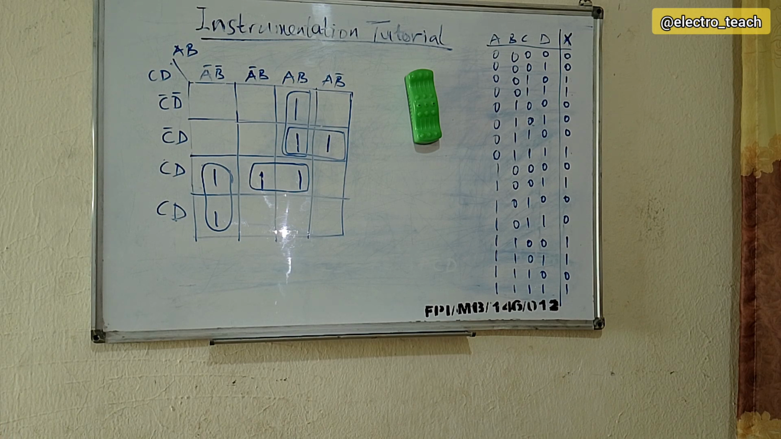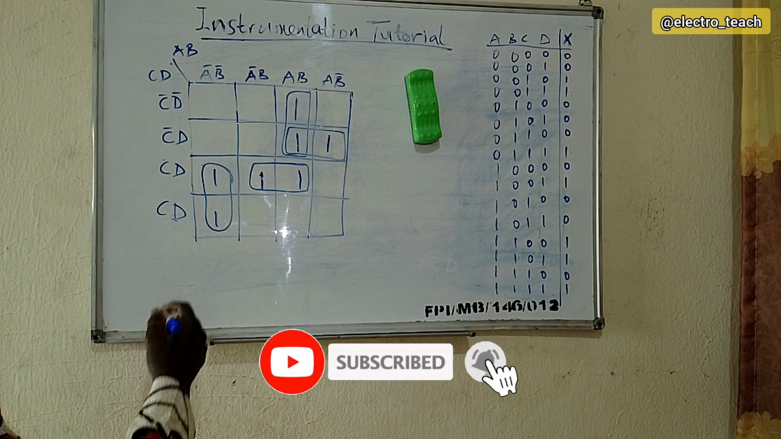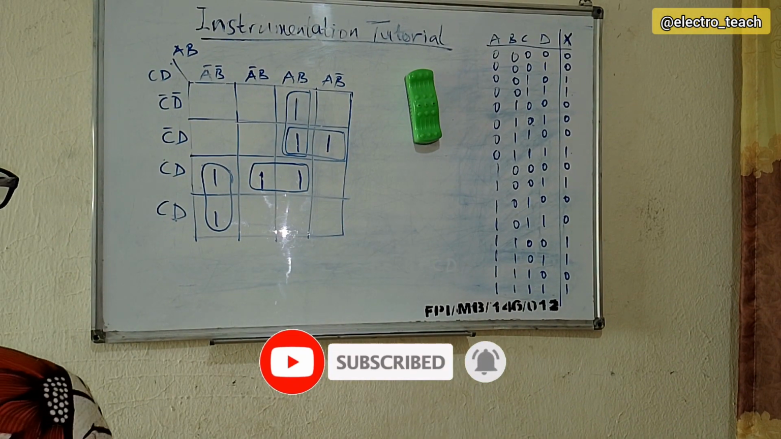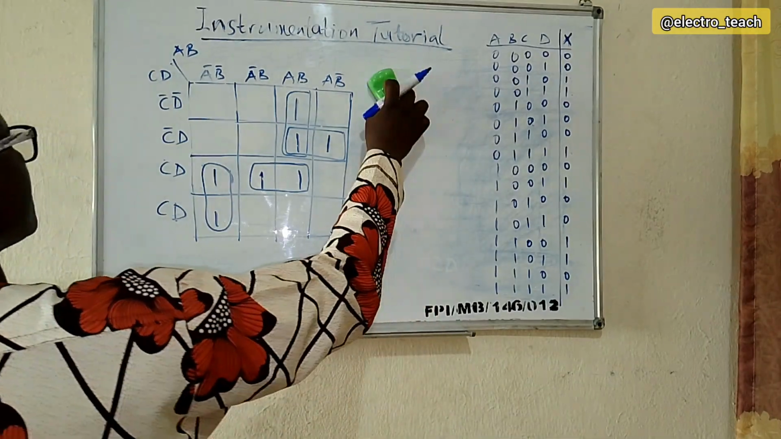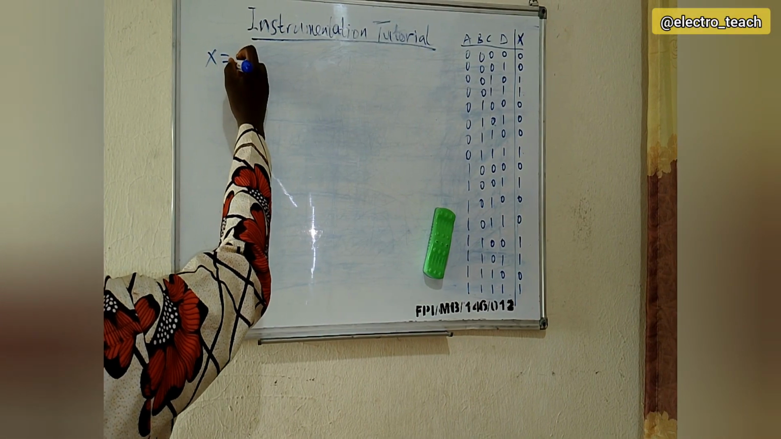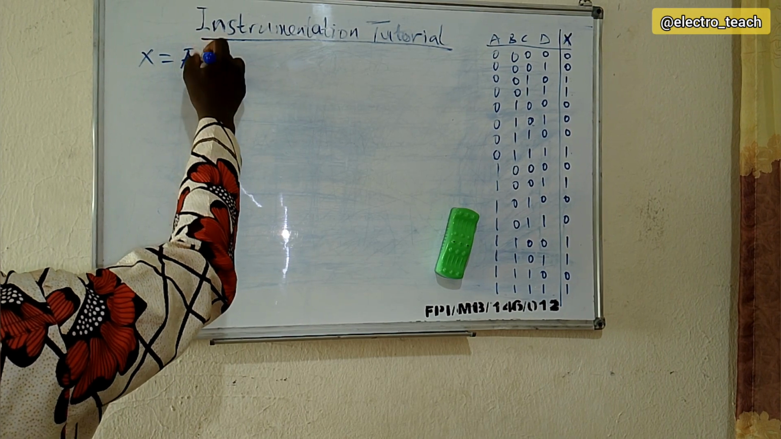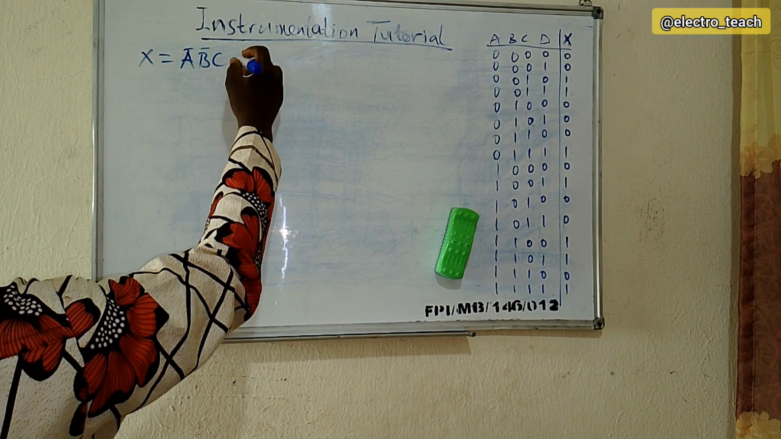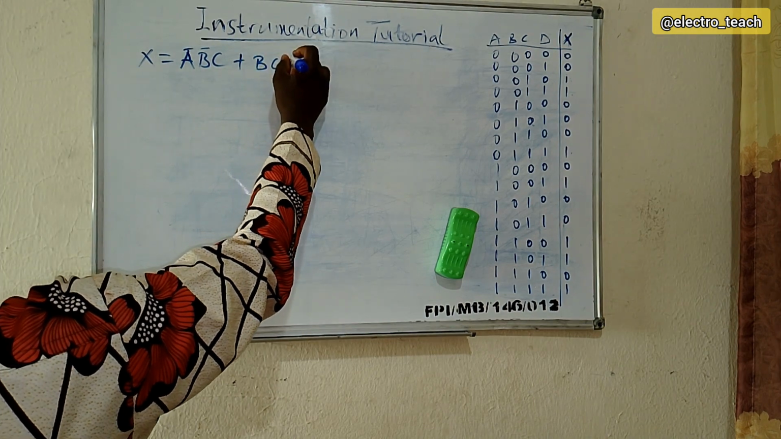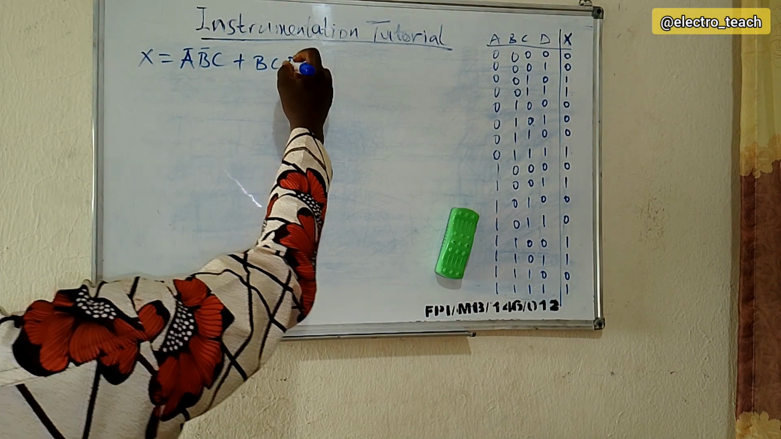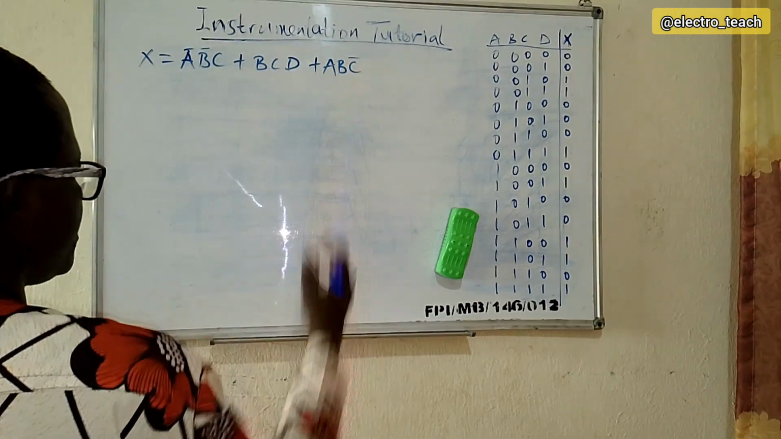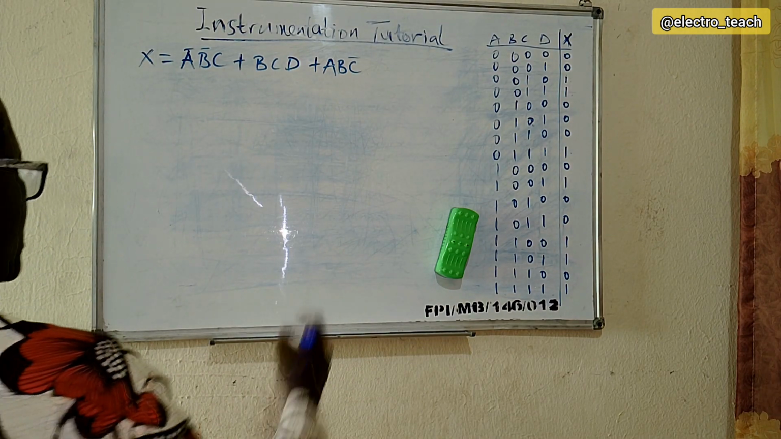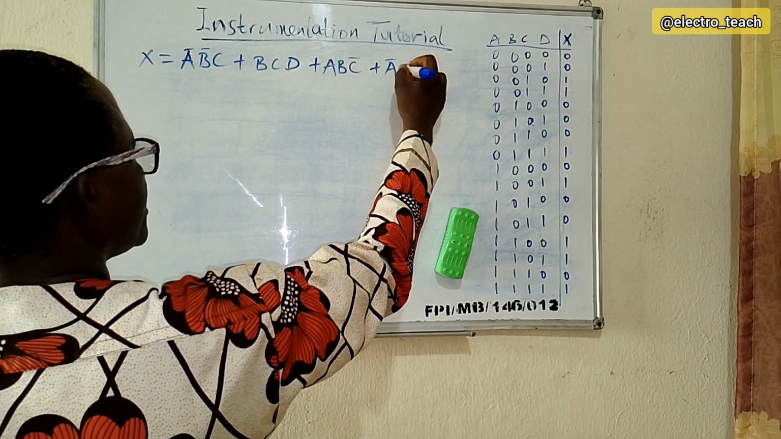So we can now write the expression for the X. X equals A bar C plus BCD plus ABC bar plus A bar C bar D.